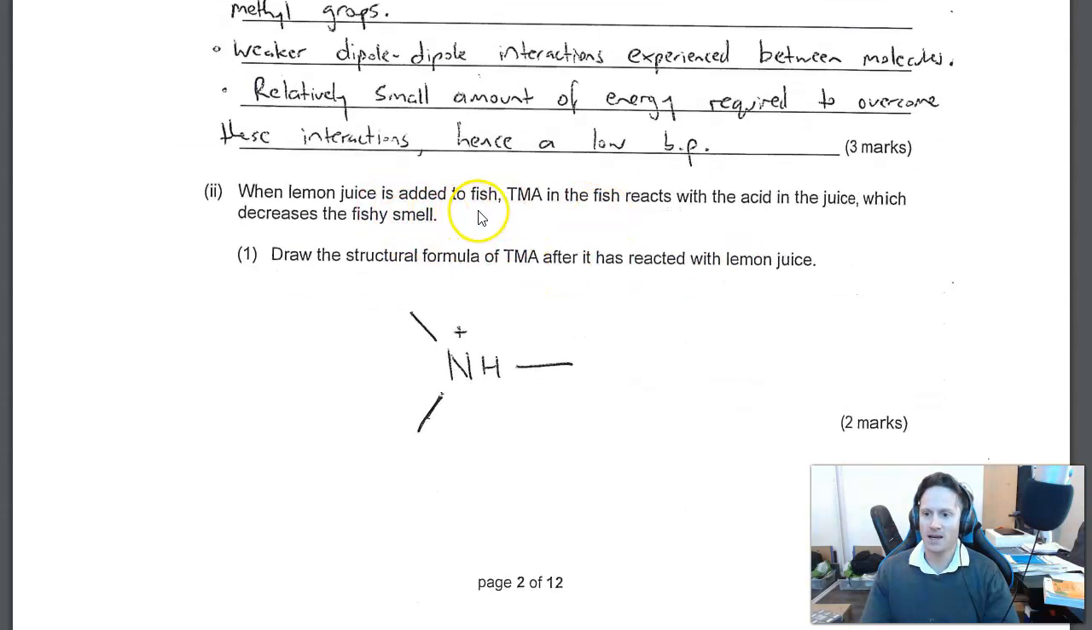So when you add lemon juice, it decreases the fishy smell. Lemon juice is acidic, so in acidic conditions the amine is going to become protonated. What I've done is just added a hydrogen. Now I could have drawn another bond coming off and done a hydrogen like that. If I was doing that, I would probably be doing a wedge line or a dashed line.